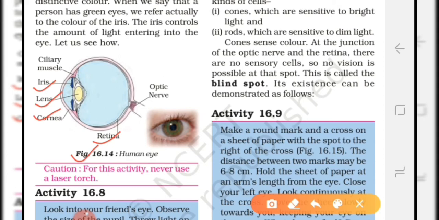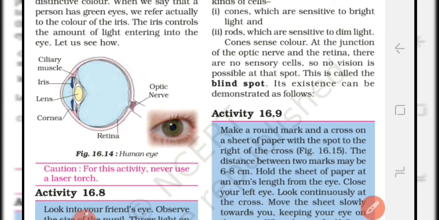Okay students, now ciliary muscles. What is the function of ciliary muscles? Ciliary muscles hold the lens in position, you can see here. Now optic nerve. What is the optic nerve? It is a bundle of nerves entering the eyeball from behind, and it carries visual messages to the brain from the retina. So these are the structures of the human eye.